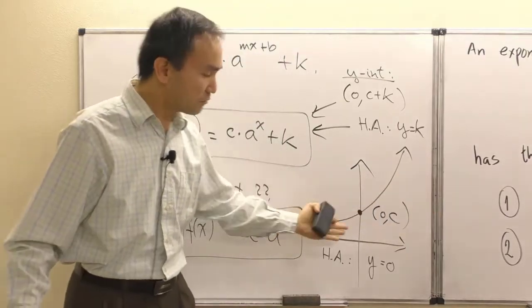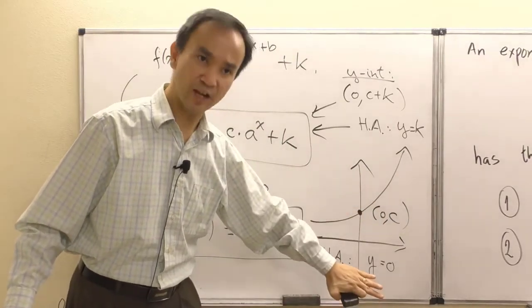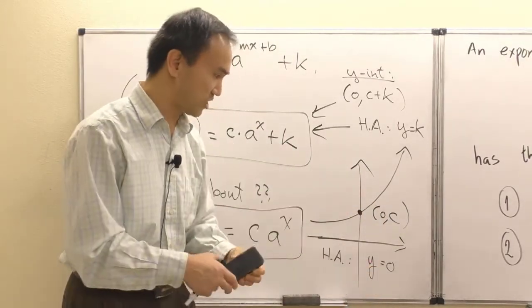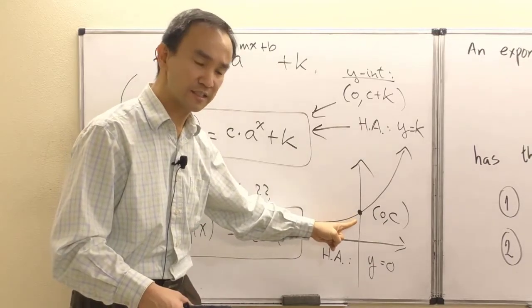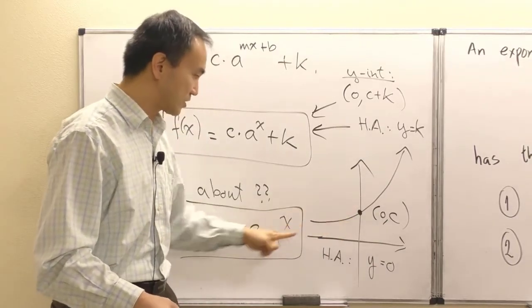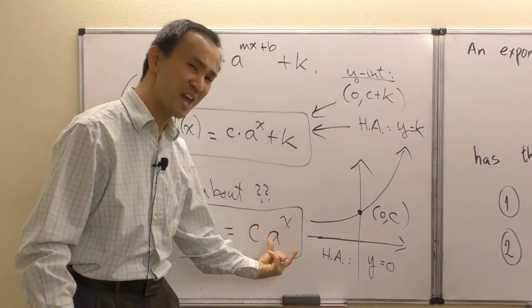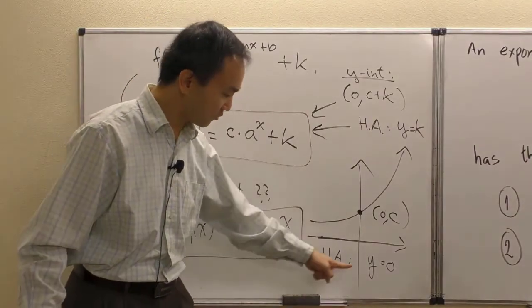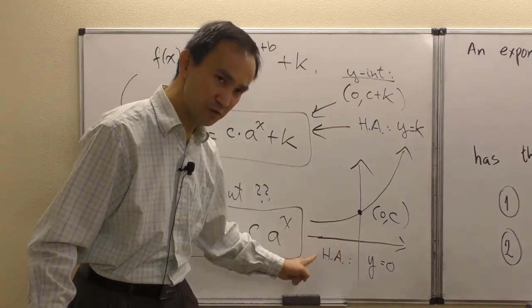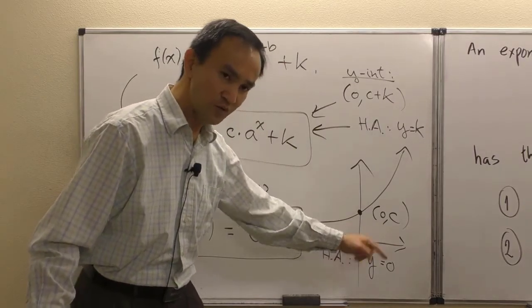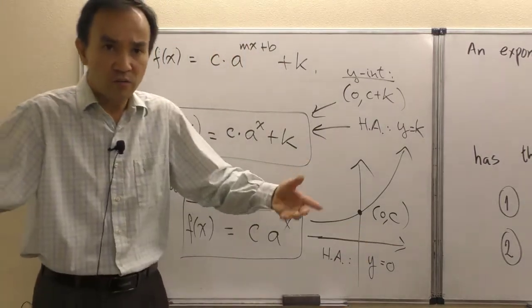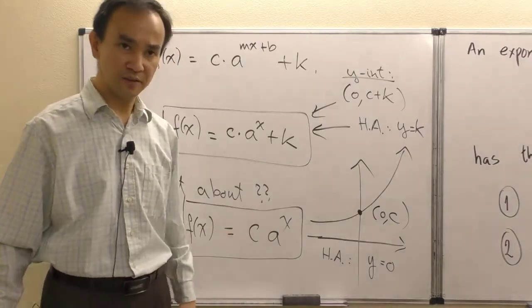And it could also be flipped down the x-axis as well. Okay, but now generally we will always recognize the intercept is at 0 comma c for this short form because k is 0. Okay, and then the horizontal asymptote is y equals 0 because the k value equals 0 for this specific form right here.